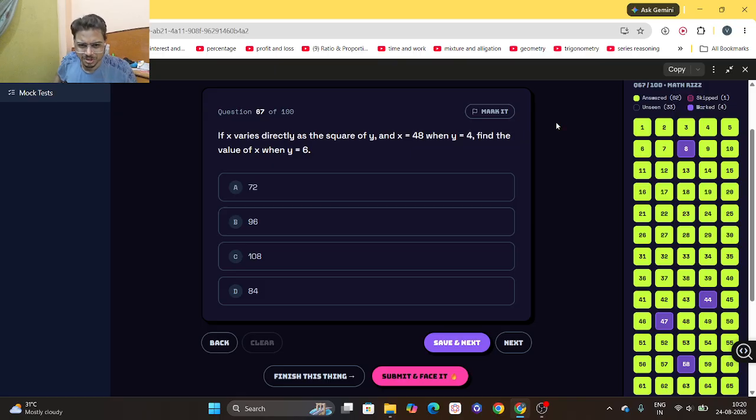If x varies directly with the square of y and x is equal to 48 when y is equal to 4, find the value of x when y is 6. X varies directly with the square of y. x is equal to ky square. And x is equal to 48, k into 16, k is equal to 3. x is equal to 3 into 36, 108.